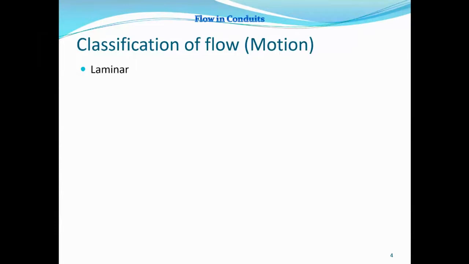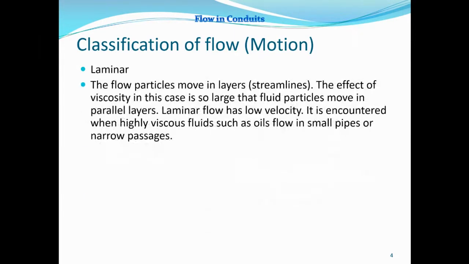Now, classification of flow using motion. Laminar flow: we know that the flow particles move in layers or streamlines, or what we call laminae, the Greek word for layers. They move in layers, and the effect of viscosity in this case is so large that fluid particles move in parallel layers. Each layer has a different forward velocity, and mixing here is very small. It is only due to molecular diffusion that you have mixing in laminar flow.